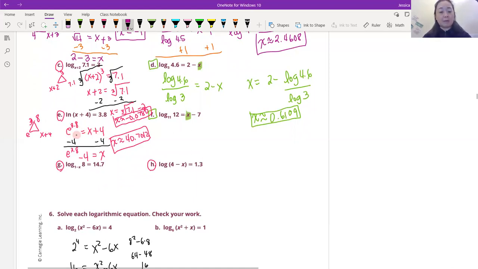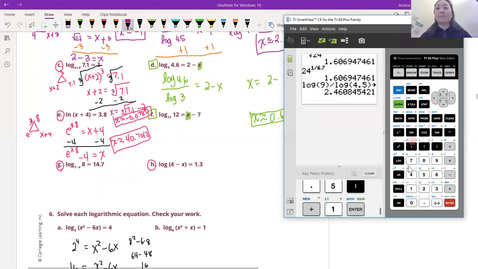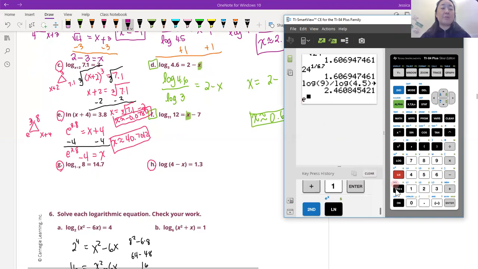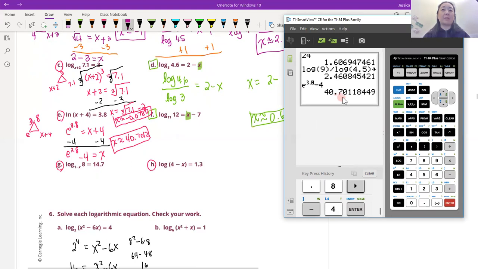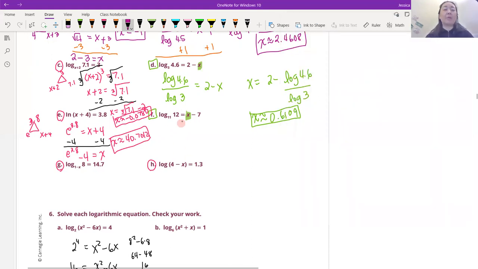Subtract 4 on both sides. And remember, on your calculator, you're looking for that e, which is right above the ln. Again, natural log, right? See how they're all related? So here's e to the 3.8 power, minus 4. And so it's going to be 40.7012, right? Round that correctly. There we go.